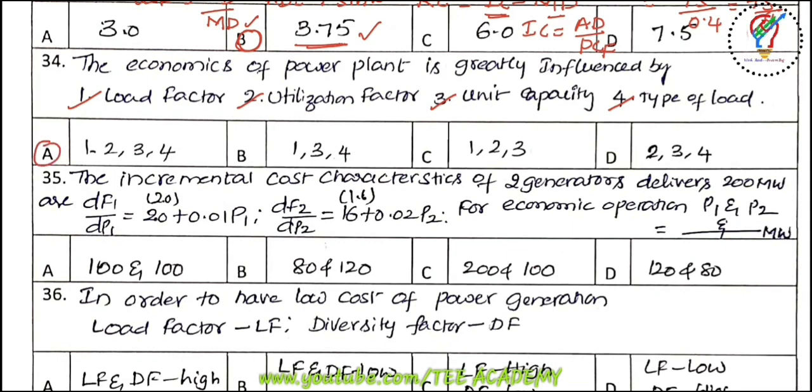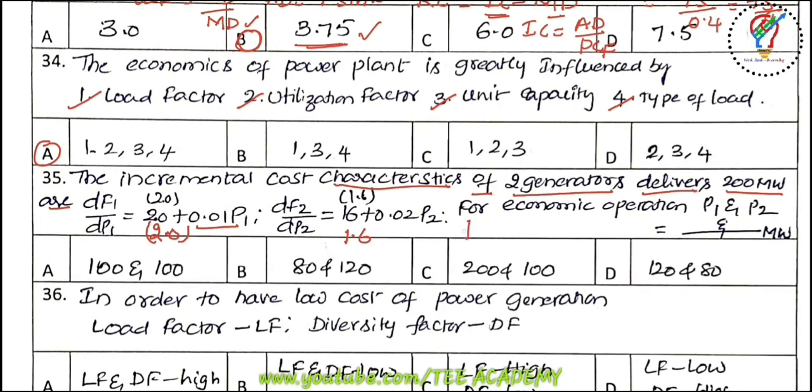Okay, next one. The incremental cost characteristics of two generators delivering 200 megawatts are given as df1 by dp1 is equal to 2.0 plus 0.01 p1, and df2 by dp2 is equal to 1.6 plus 0.02 p2. So for economic operation, what are the p1 and p2 values? I will give the hint here.